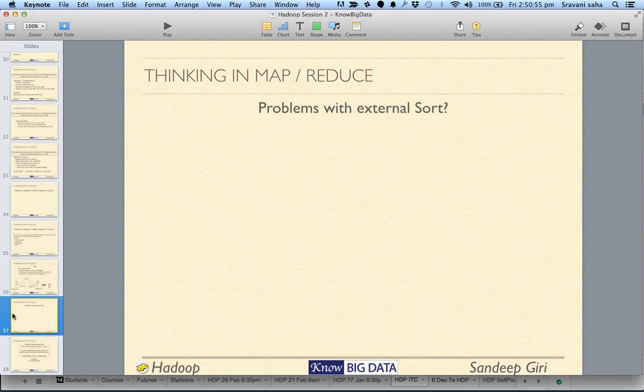This was external sort. We call it external sort. So one problem we discussed is that merge sort might be expensive. That is correct. And sorting might be expensive. And in case a machine fails, the loss of data. So do you see any other problem?